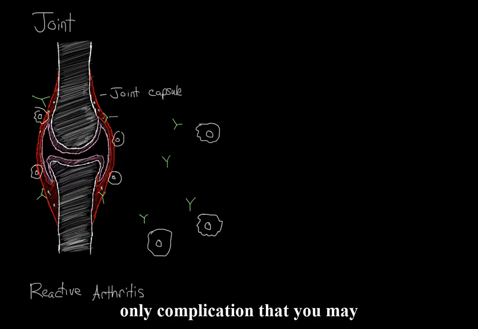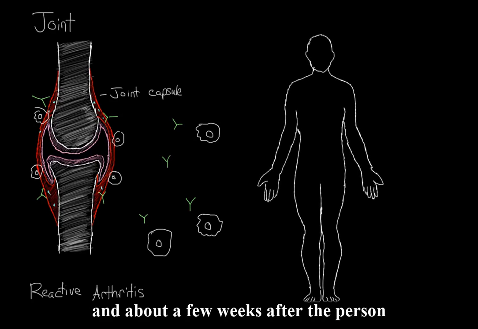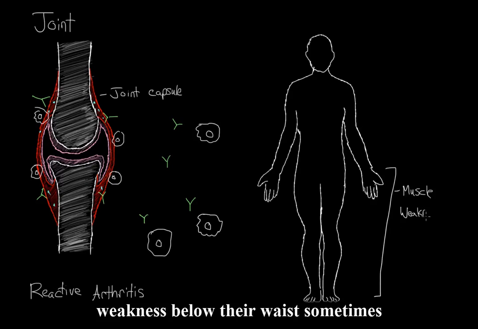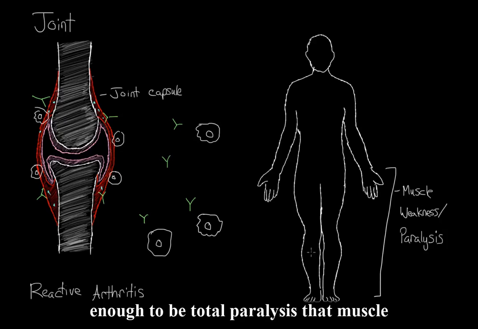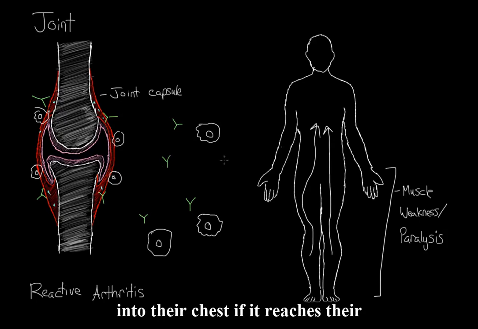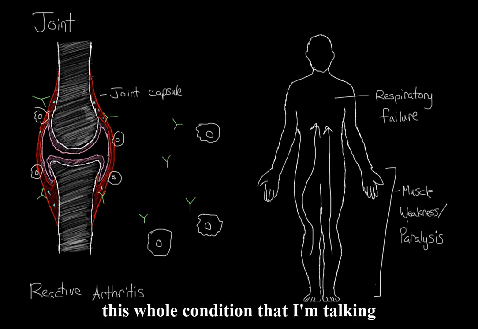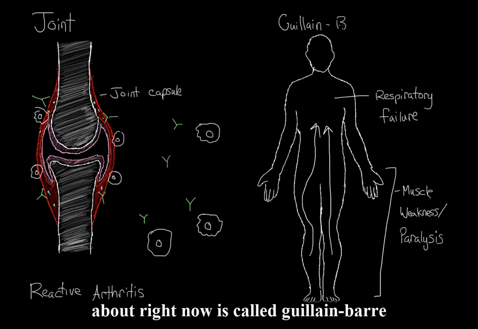Now, this isn't the only complication that you may experience after having campylobacteriosis. So here now I'm going to show you a picture of the whole body. And about a few weeks after the person experiences all this gastroenteritis, they may start to experience some muscle weakness below their waist. Sometimes that muscle weakness can be severe enough to be total paralysis. That muscle weakness and paralysis will start to move up from their lower extremities and into their chest. If it reaches their chest, and if it's severe enough, the person may start to experience some respiratory failure. This whole condition that I'm talking about right now is called Guillain-Barré syndrome.